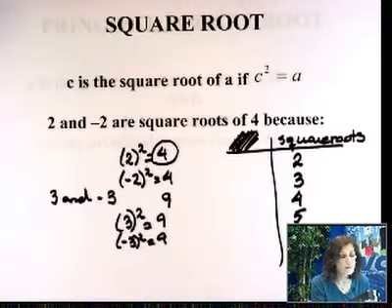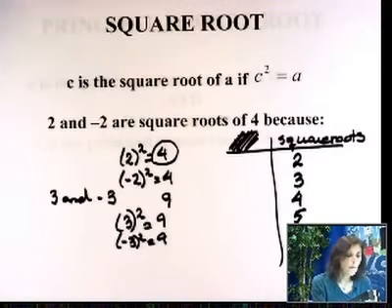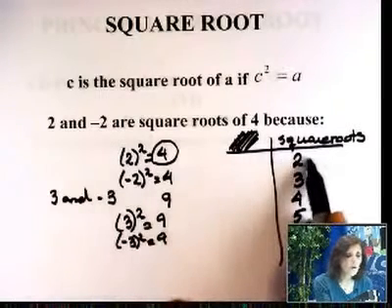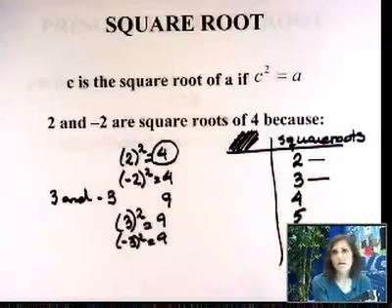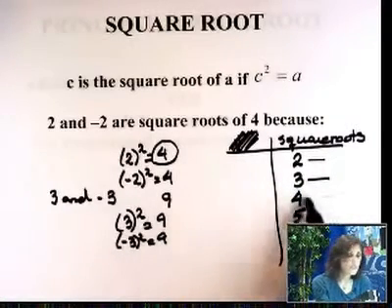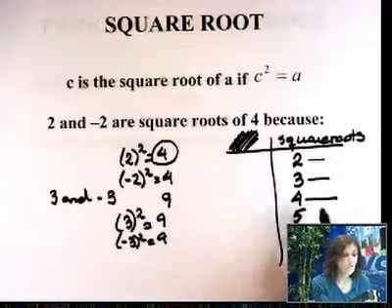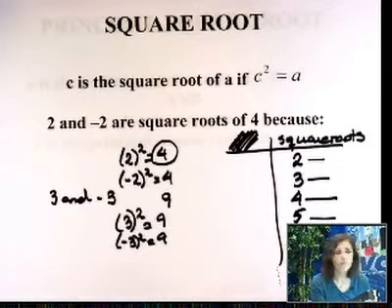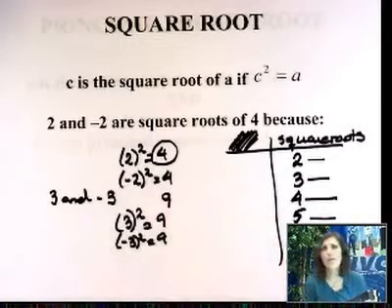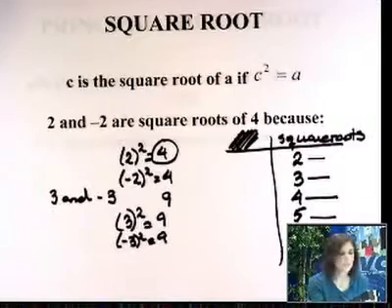So let's look at other square roots. The square root of 4 is 2. Square root of 9 is 3. Square root of 16 is 4. Square root of 25 is 5. Square root of 36 is 6, and so forth. It would really help memorizing some of these numbers.